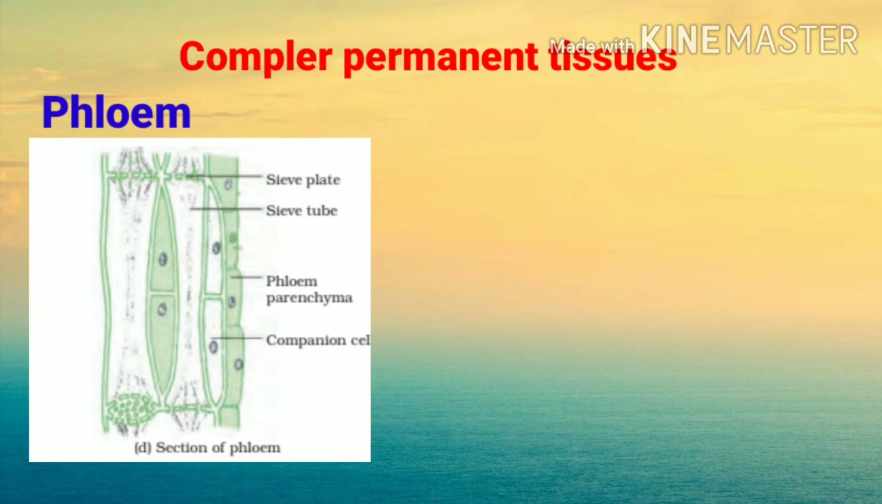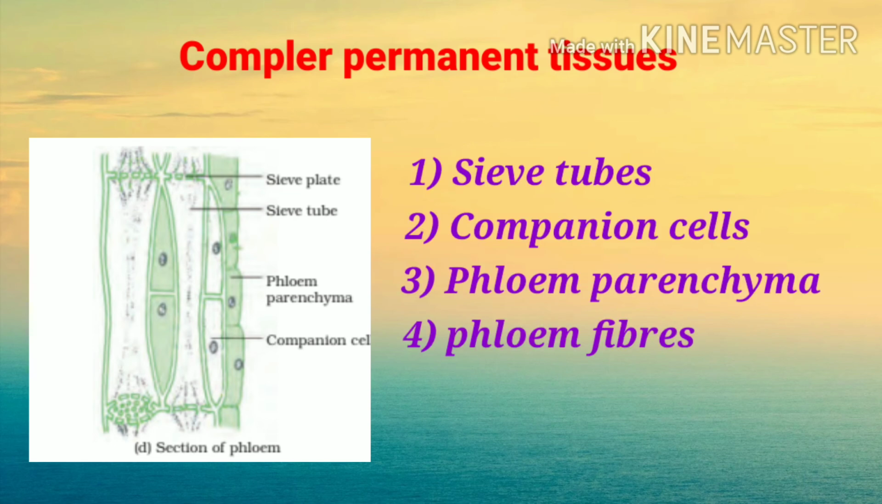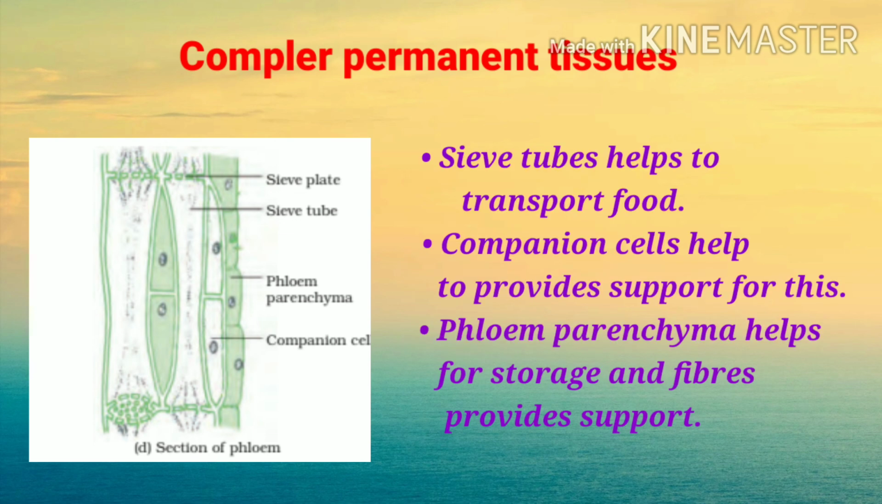Now phloem. Let us have a discussion about the phloem. Phloem is also a vascular bundle. It has four major parts. First part is sieve tubes. Second one is companion cells. Third part is phloem parenchyma, and fourth one is phloem fibers. Here sieve tubes also have a tubular structure. It helps in the transportation of food.